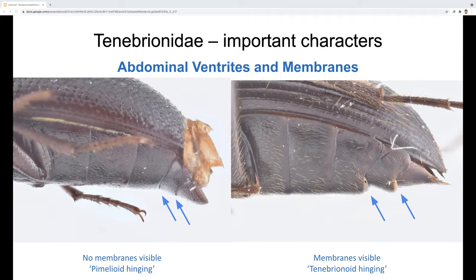Occasionally these membranes are the same color as the integument, so you do have to take a second look sometimes. And if you ever have a greasy specimen, it can be difficult to see, but it is there. It's one of those things that is super important. You just need to learn to see it, and once you see it, it's going to change your life forever and you'll be able to identify Tenebrionids.